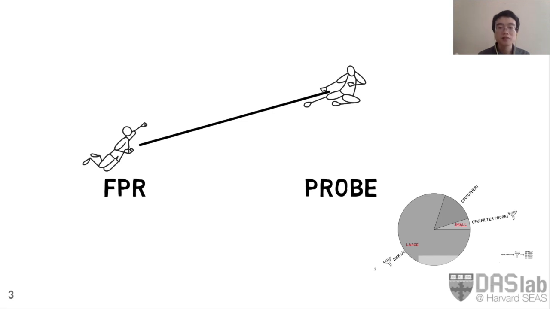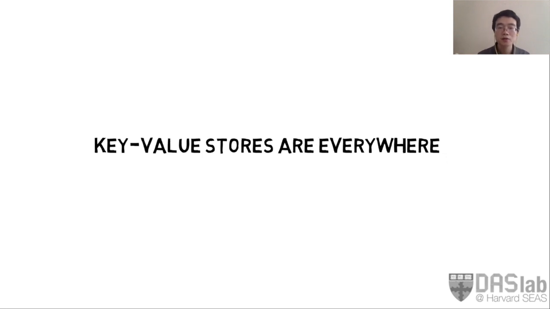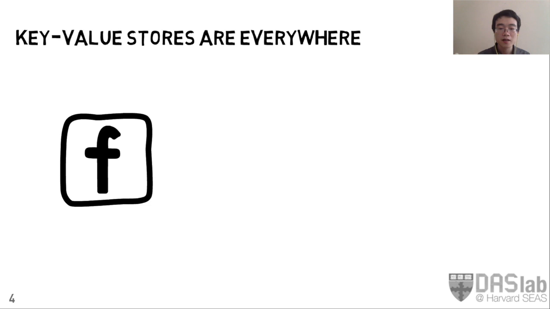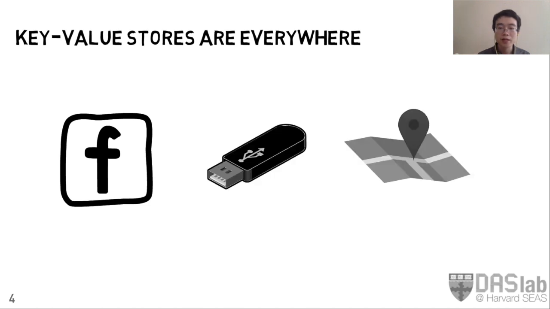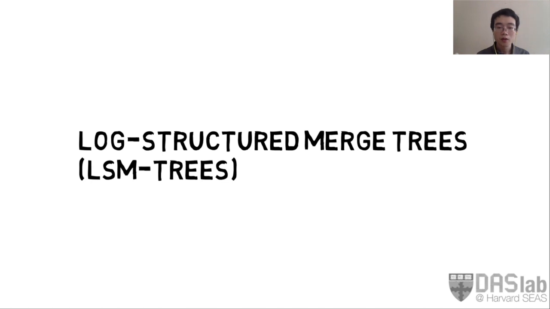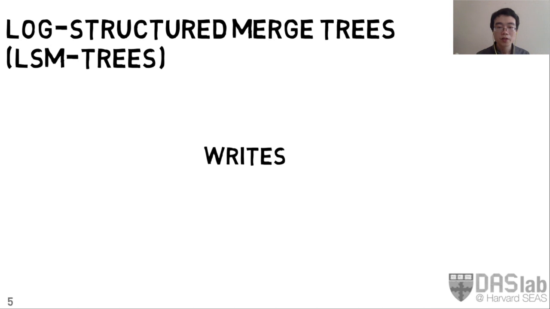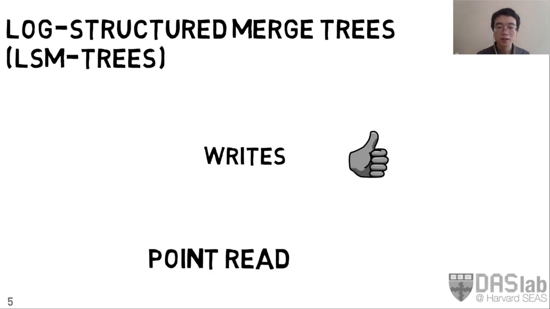Now, let's first give some background knowledge of key-value stores. Key-value stores are everywhere. They increasingly serve as the backbone of applications across the areas of social media, flash memory firmware, geospatial databases, time series databases, and graphs. Mainstream write-optimized key-value stores use a data structure called the log-structured merge tree, or LSM tree. It allows systems to target write optimization while also providing very good point read performance when it's coupled with Bloom filters.